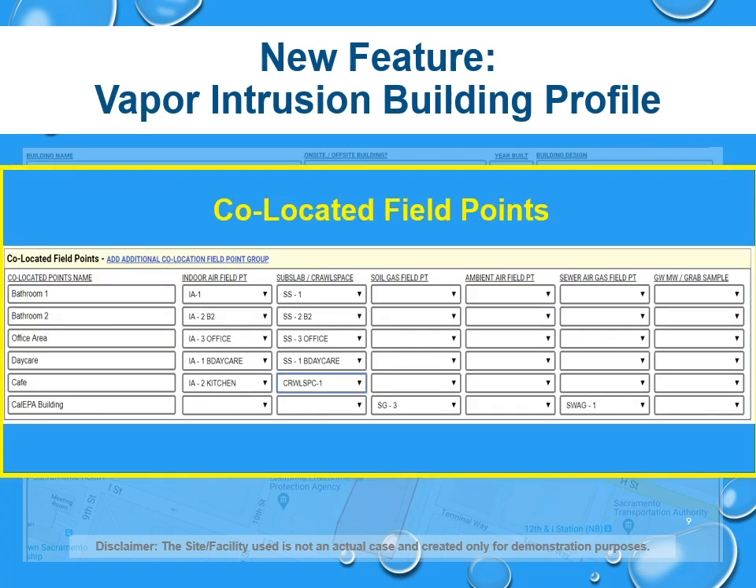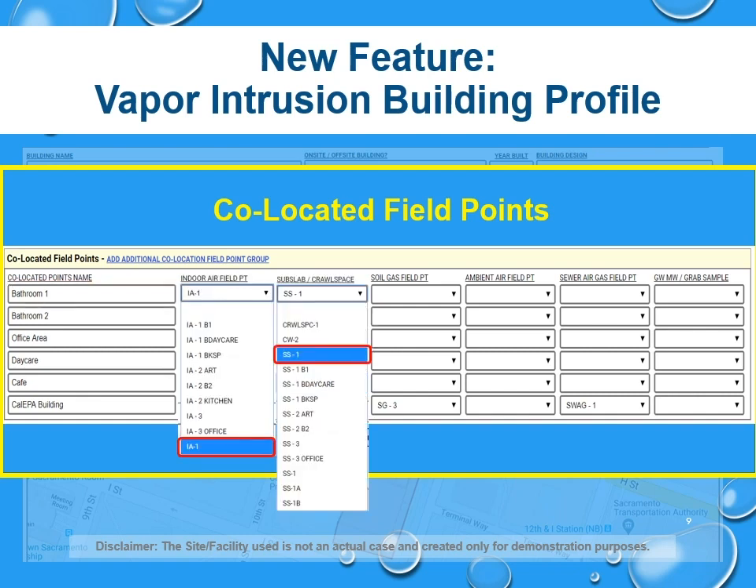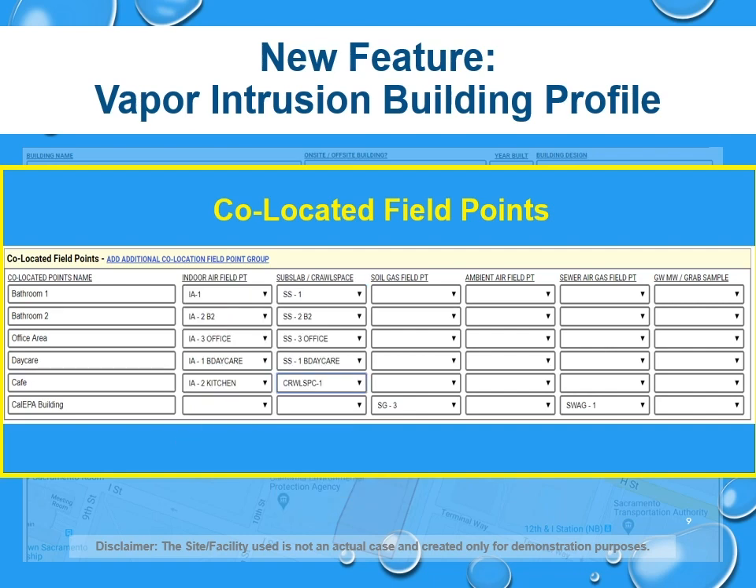The second section, Co-located Field Points, links co-located field points by sample media to an area of interest within the building. For example, samples collected in a bathroom, the area of interest, can be linked to its co-located indoor air sample and subslab soil vapor sample using the drop-downs. Only a sample that was assigned that classification in the Edit Field Points page will be an option in the drop-down. This section helps us evaluate how vapors are potentially migrating into a building.